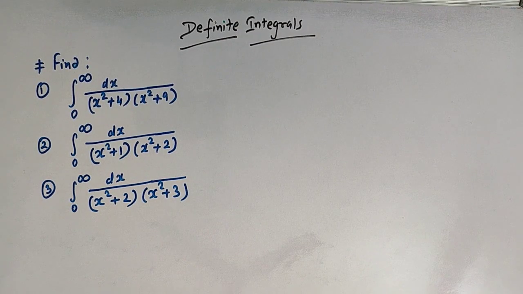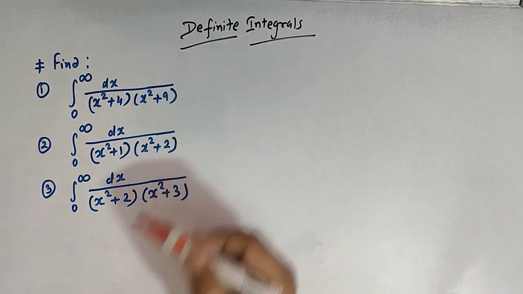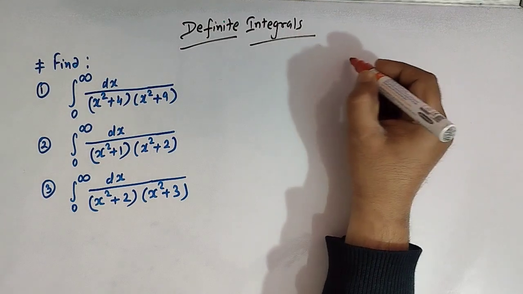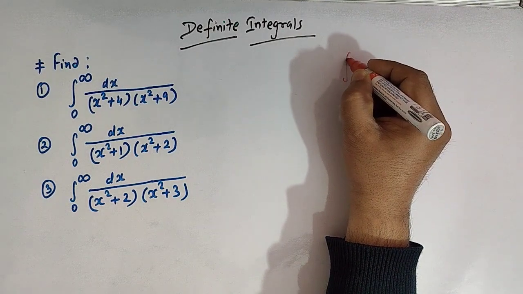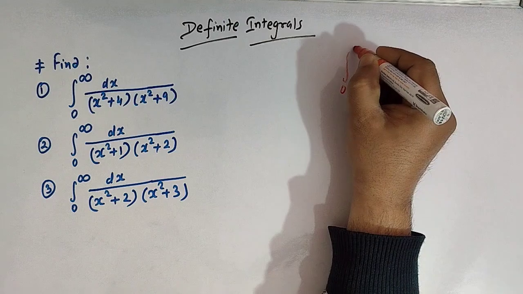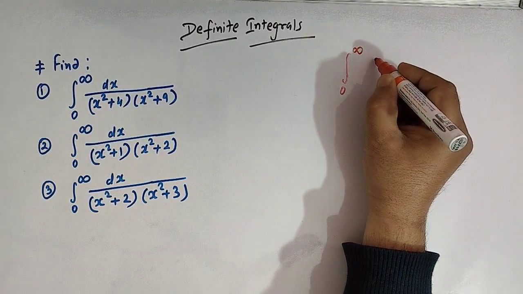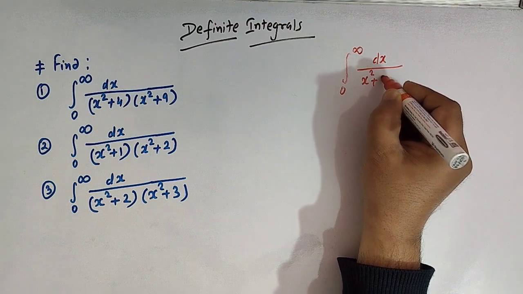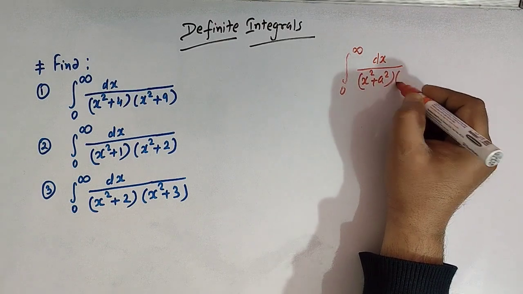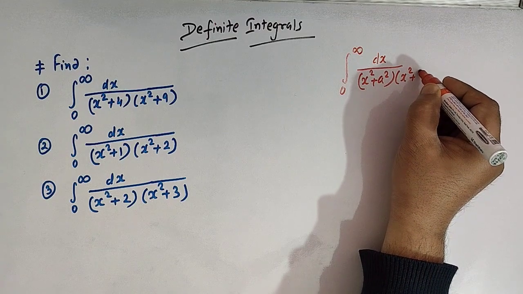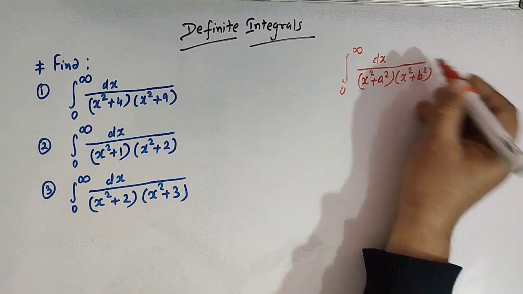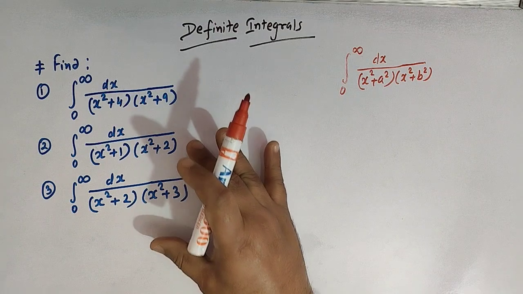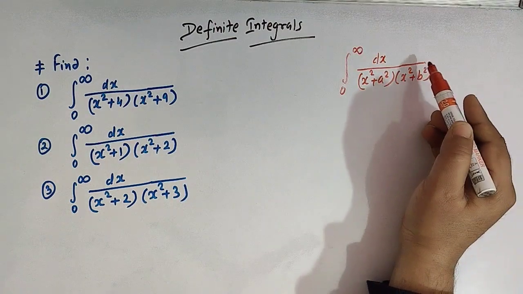Now let us first see the general integral, and then we'll compare that integral with these three integrals. Here we have the integral from 0 to infinity, and the integrand is 1 over (x square plus a square) times (x square plus b square). So these three integrals are similar to this integral.